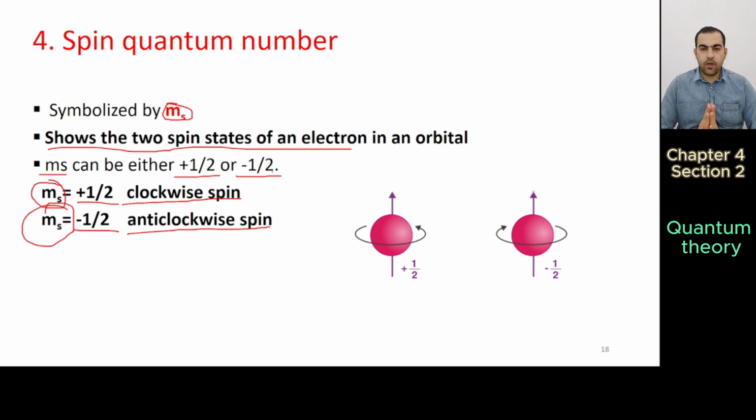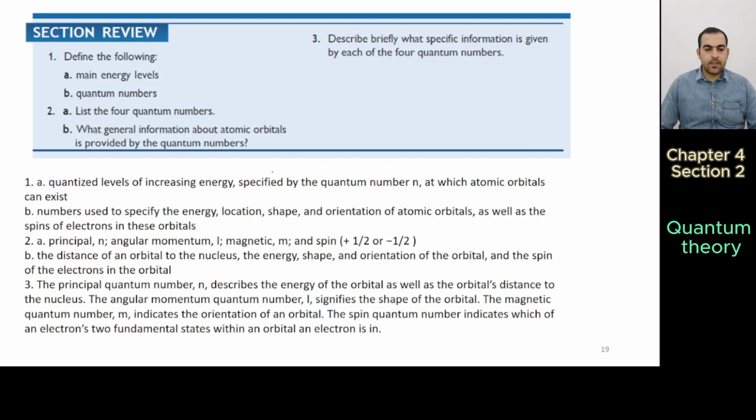These are the four quantum numbers. They describe the orbitals, sublevels, energy levels, and spin states of the electrons. Okay? This is the section review and the answers.